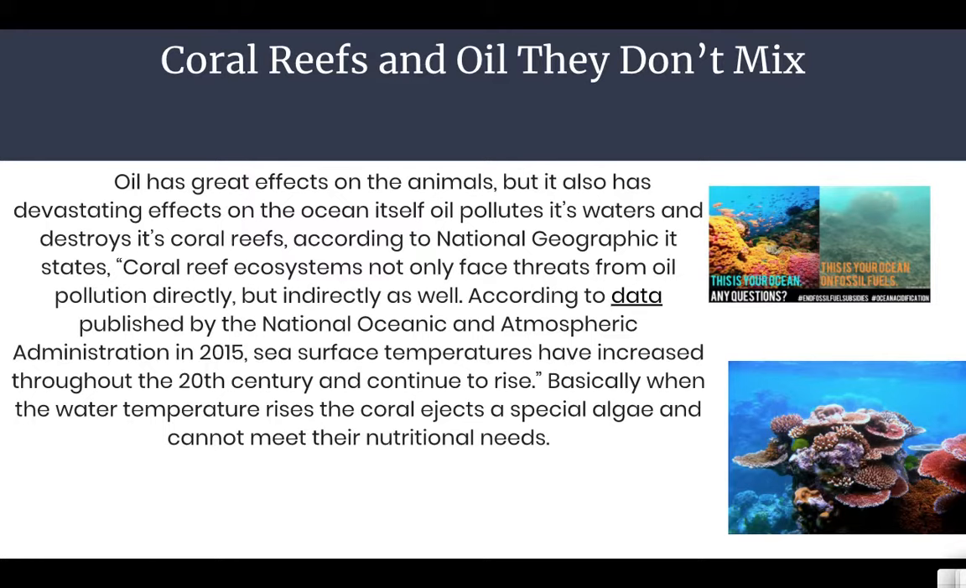According to National Geographic, it states, coral reef ecosystems not only face threats from oil pollution directly, but indirectly as well. According to data published by the National Oceanic and Atmospheric Administration in 2015, sea surface temperatures have increased throughout the 20th century and continue to rise. Basically, when the water temperature rises, the coral ejects a special algae and cannot meet their nutritional needs.